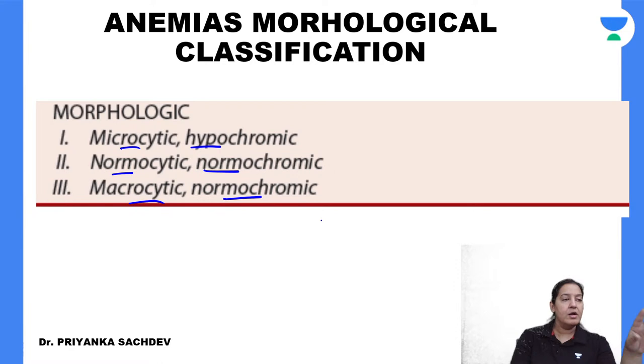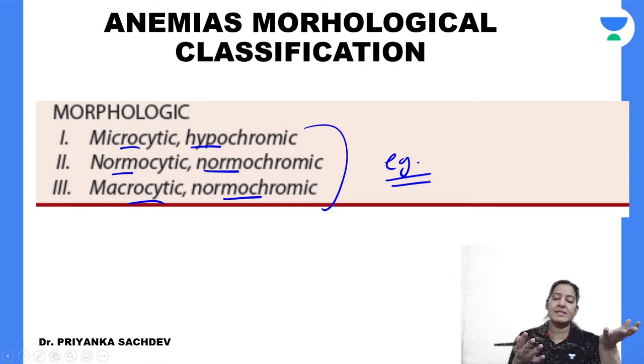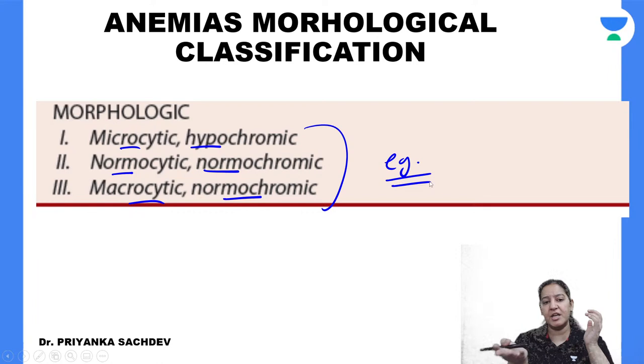Now, tell me the examples of each type of anemia. A question can come in the exam: sickle cell anemia is a type of which anemia? Iron deficiency anemia is a type of which anemia out of these three? Thalassemia is a type of which anemia? You tell me. Sideroblastic anemia is a type of which anemia? Megaloblastic anemia? Aplastic anemia? So you should know all the anemias and which type among these three they belong to.